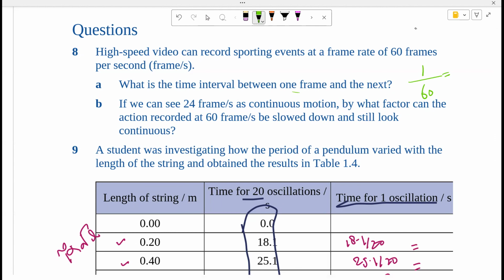Why did I divide 1 by 60, not 60 divided by 1?